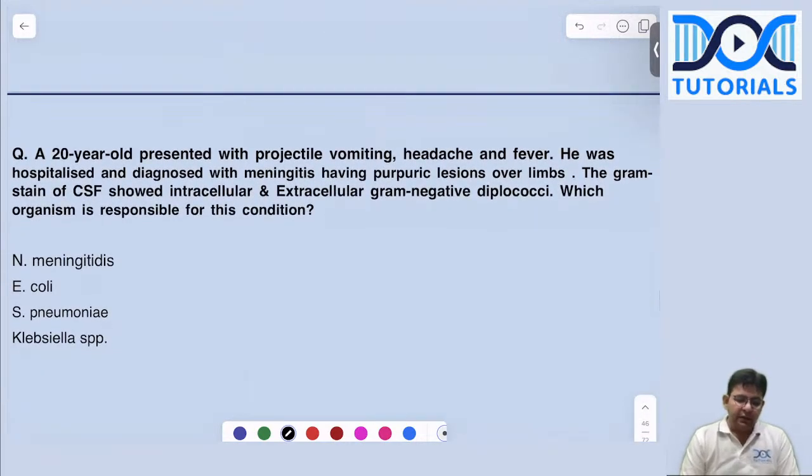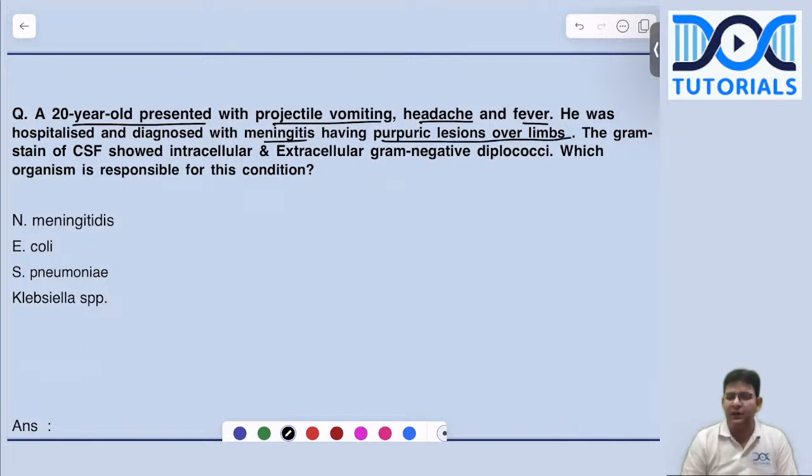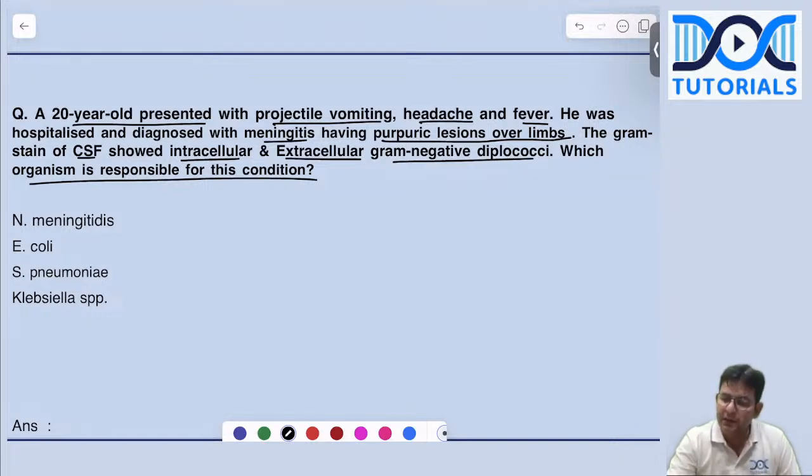Okay. Now tell about this. A 20-year-old presented with projectile vomiting, headache, and fever. The one thing that is for sure is that this is meningitis. Hospitalized and diagnosed with meningitis having purpuric lesions over the limbs. The Gram stain of the CSF showed intracellular and extracellular gram-negative diplococci. Which organism is responsible? Yes, please tell me. What is your answer to this one?